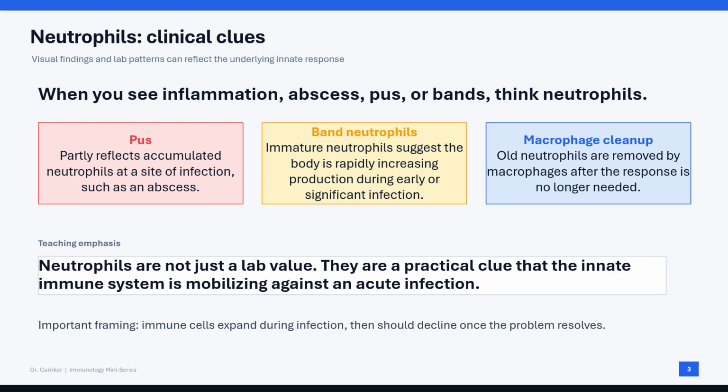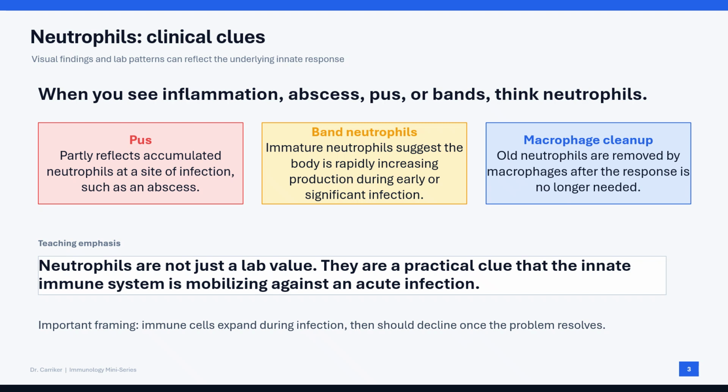So a band neutrophil is an immature cell, and the body is trying to crank these out in an early response to infection. So the presence of band neutrophils indicates early infection. White blood cell count is elevated. The infection is currently developing. So immune cells proliferate during infection and then they die off when they're not needed. So when the cytokine profile is not needed, these cells do not stick around. We get rid of them if they're not needed.